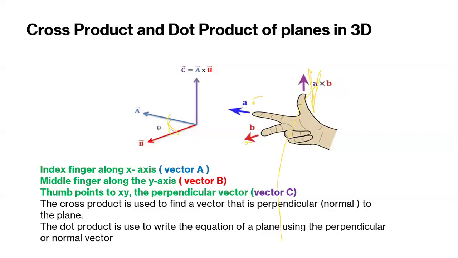The cross product is used to find a vector that is perpendicular, or normal, to a plane. So we are using the cross product to find the perpendicular vector, or the normal vector, to the plane. The dot product is used to write the equation of the plane using the perpendicular, or normal, vector that we found from the cross product.